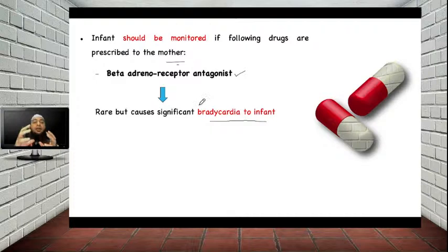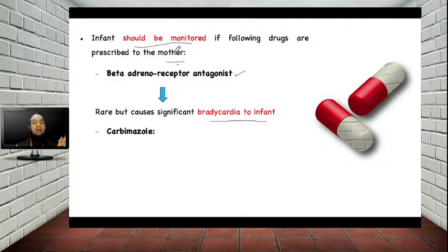So you can just monitor their heartbeat, and if you feel that the child starts showing adverse effects related to the beta adrenoceptor antagonist, then in such case that child should not be fed with the mother's milk. So this could be the option. So you can continue the mother's milk till the time the child is not showing signs and symptoms of toxicity. Okay, so that is the reason why I mentioned the infant should be monitored when these drugs are given to the mother. Okay, so first category is beta adrenoceptor antagonist.